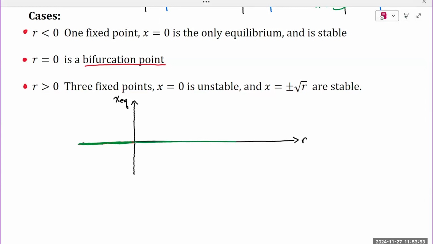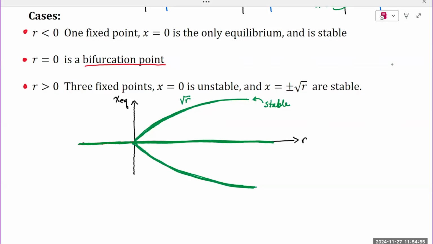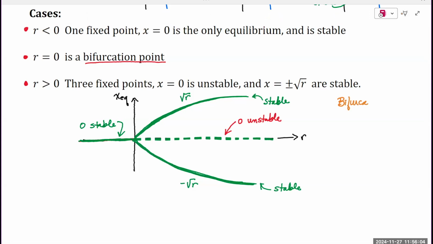Now for r greater than 0, we actually have three equilibrium points. We have 0, the r-axis, and we have plus and minus root r. Now, since plus and minus root r is stable, we will leave those as solid lines. But since 0 is unstable, we are going to make it a broken line. This is our bifurcation diagram for a pitchfork bifurcation.